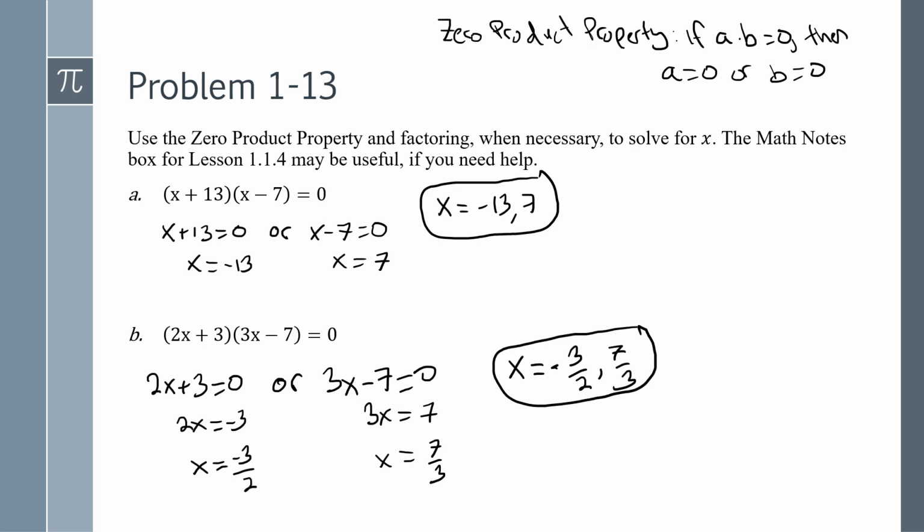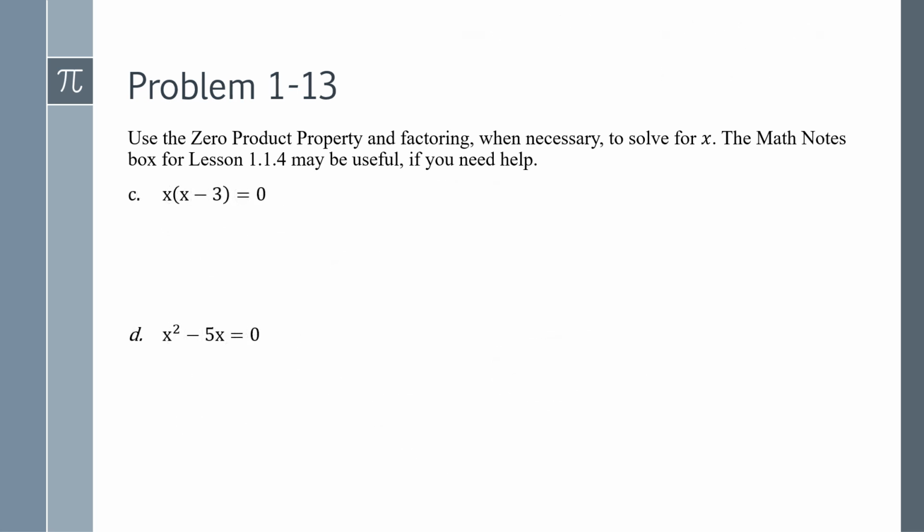Hopefully that's making sense to you. Okay, next slide, C and D. So we got x times x minus 3. So x, okay, that is its own factor. So we're going to let x equal 0. And that means when 0 is what x equals, this is going to be 0. So 0 is an answer, or x minus 3 can equal 0. So add 3, I get 3. So for this, the answers are 0 or 3.